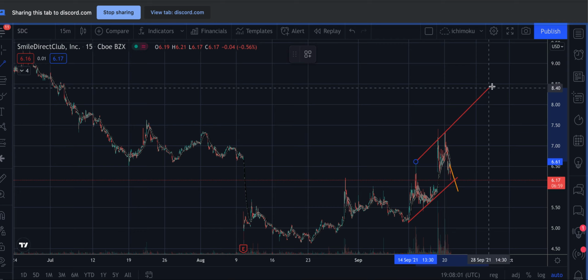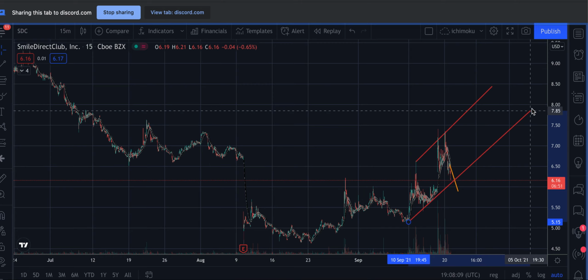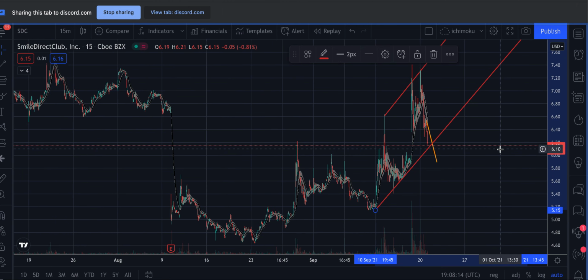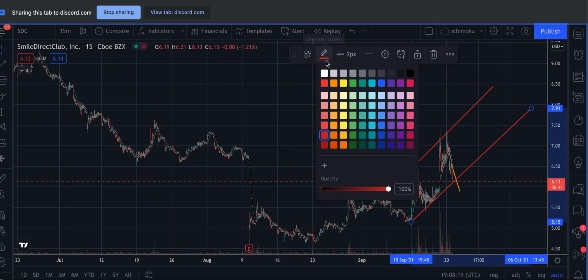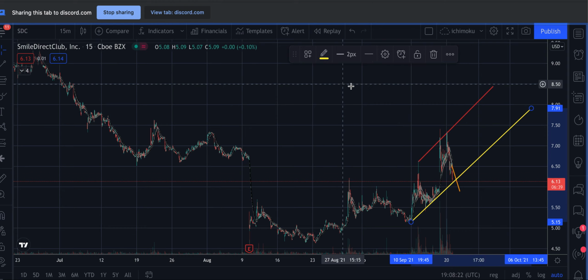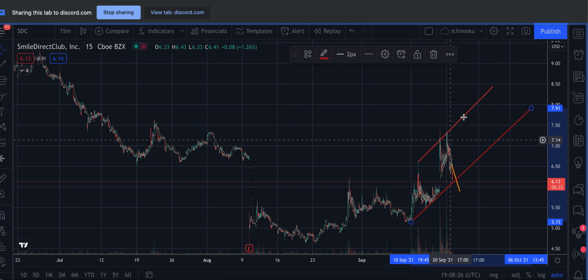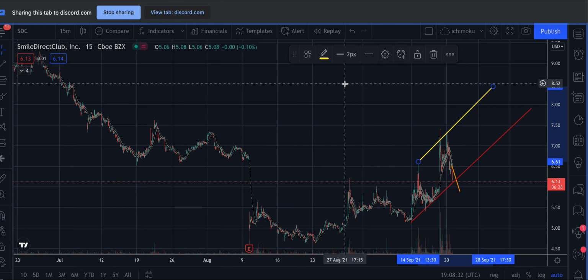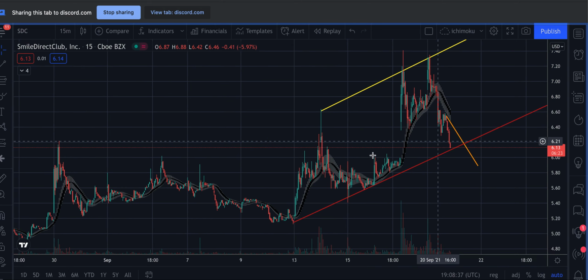See that right there, guys? And let me draw this right here. Now, let me change the color on this one. Let me put that thing as yellow because that is the resistance. Oh shoot, that was supposed to be red because that's the support area. And this one should be yellow because that's the resistance. All right, see, you notice that? Drag it a little bit.